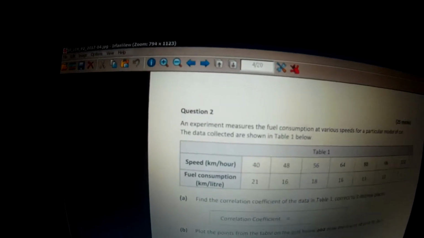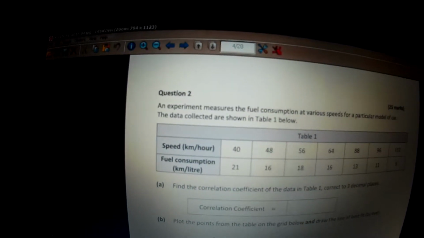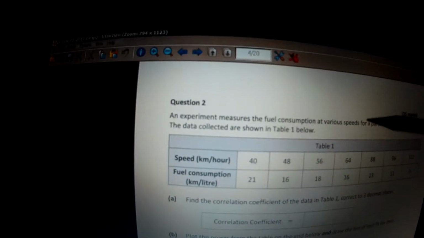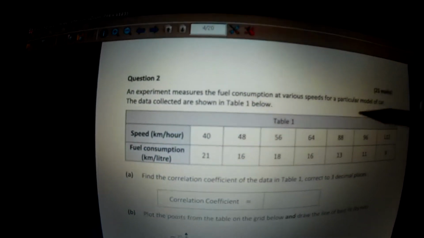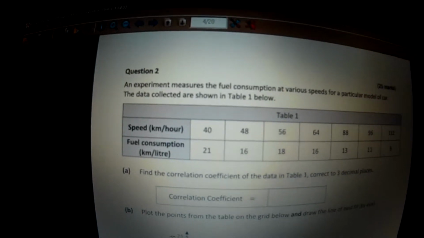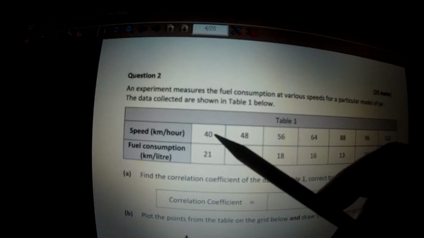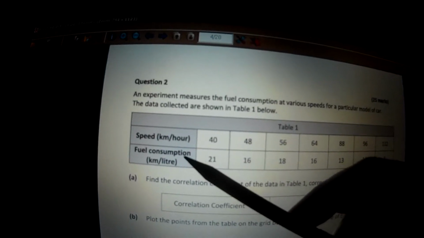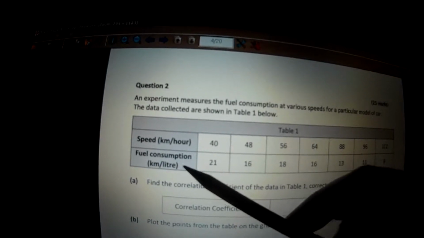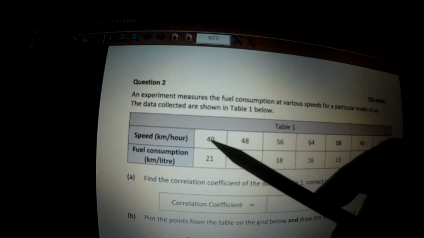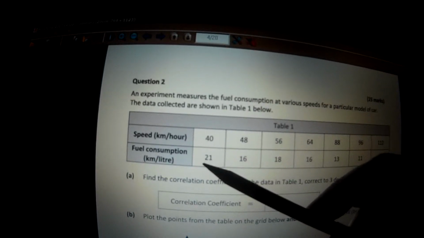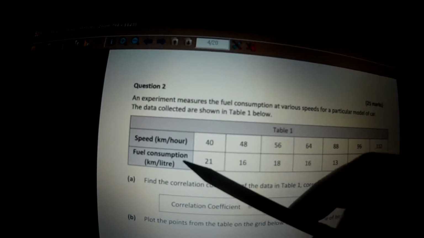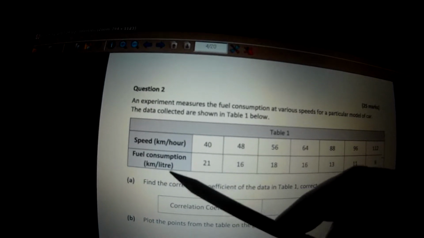This is past paper 2017, paper 2, question 2. An experiment measures the fuel consumption at various speeds for a particular model of car. The data collected is below. So the car is going at 40 kilometers per hour, and the fuel consumption at that speed is 21 kilometers per litre. That's how you measure fuel consumption, kilometers per litre.